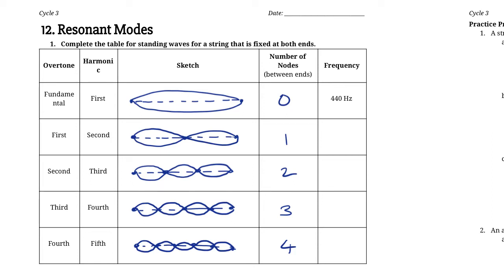In this video, we're going to see how to do some calculations using these resonant modes. It can help us understand a little bit more about how instruments work. So just recall that these are called resonant modes. These are the resonant modes a string or any other thing that's fixed at both ends can vibrate at.